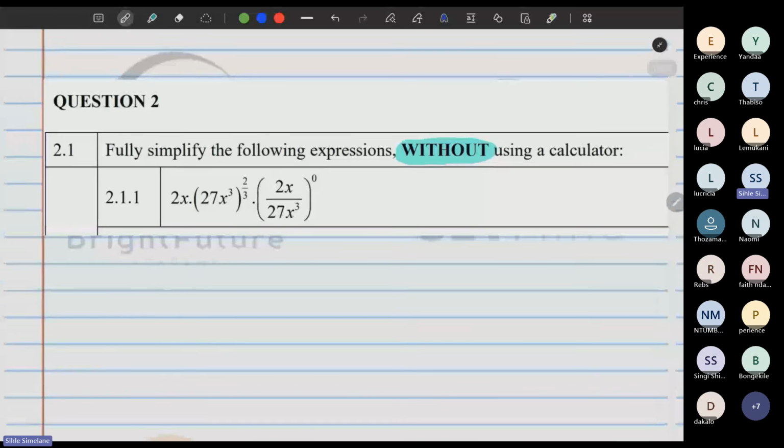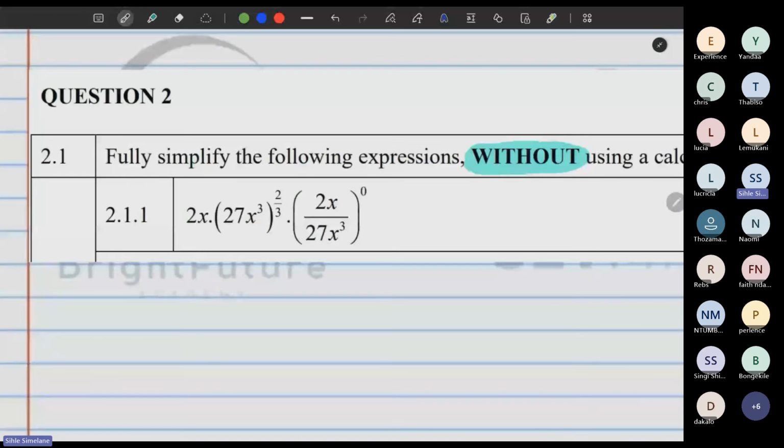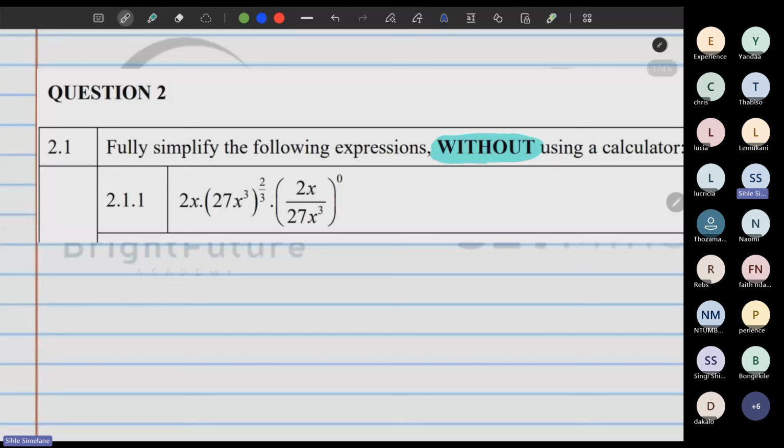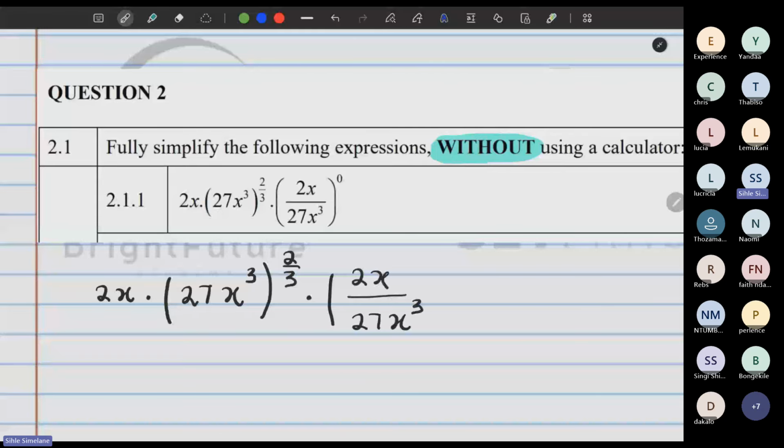Now, let's quickly rewrite this. We need to simplify fully. So let's quickly have a look. So we have 2x multiplying 27 to the power of x cubed, and then we have 2 over 3 there, and then times 2 to the x divided by 27 x to the 3. Okay, so guys, I want to remind you of a couple of things.